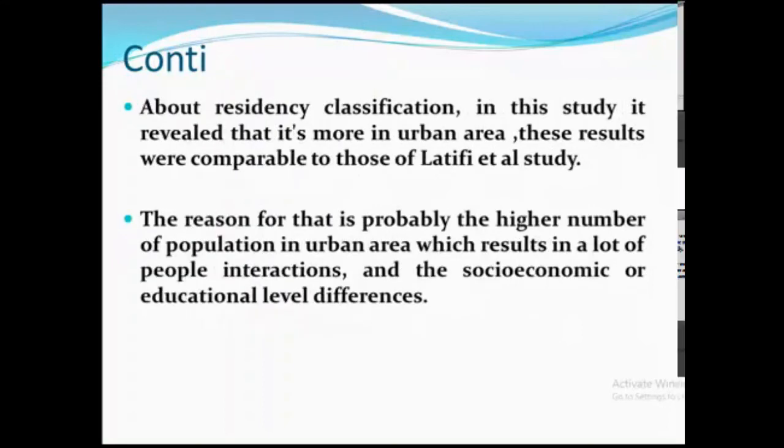About the residency classification, the study found it is more common in urban than rural areas, which is comparable to the Lutfi study. The reason for that is probably the higher number of population in urban areas, which results in a lot of people interactions and socio-economic or educational level differences.